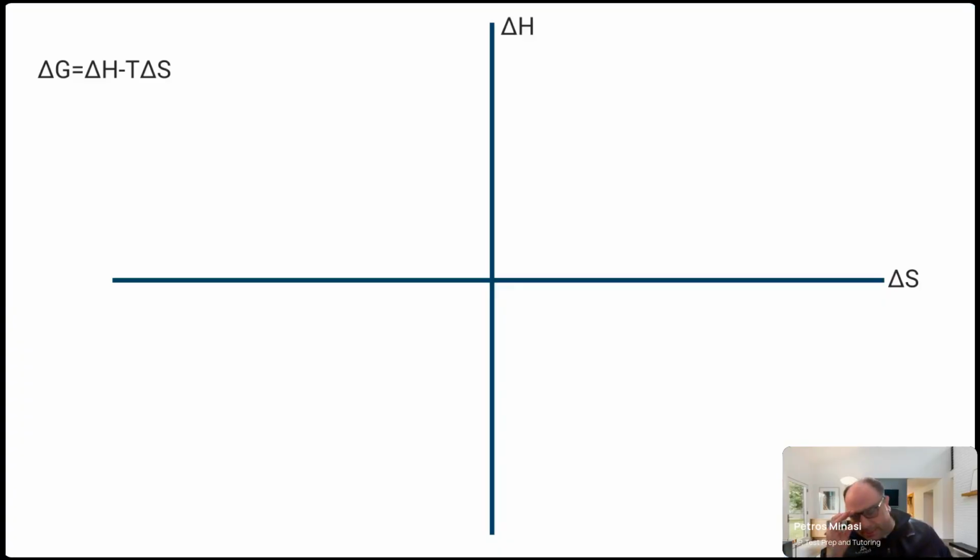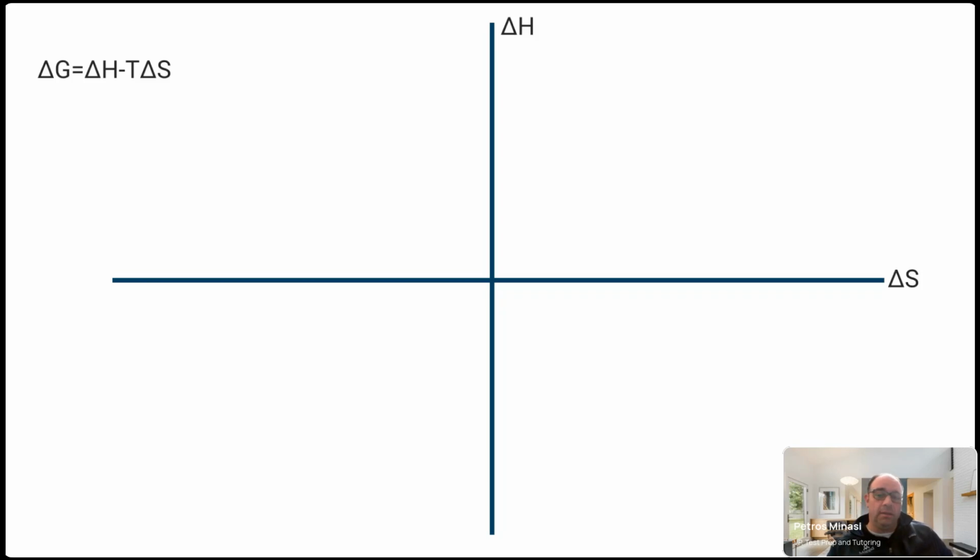The second part is you can write this down, and you can keep this for future work with Gibbs free energy. So here's your Gibbs free energy formula: delta G is equal to delta H minus T delta S. We've got this Cartesian coordinate plane. On this x-axis, we're defining delta S, and on the y-axis, we're identifying delta H.